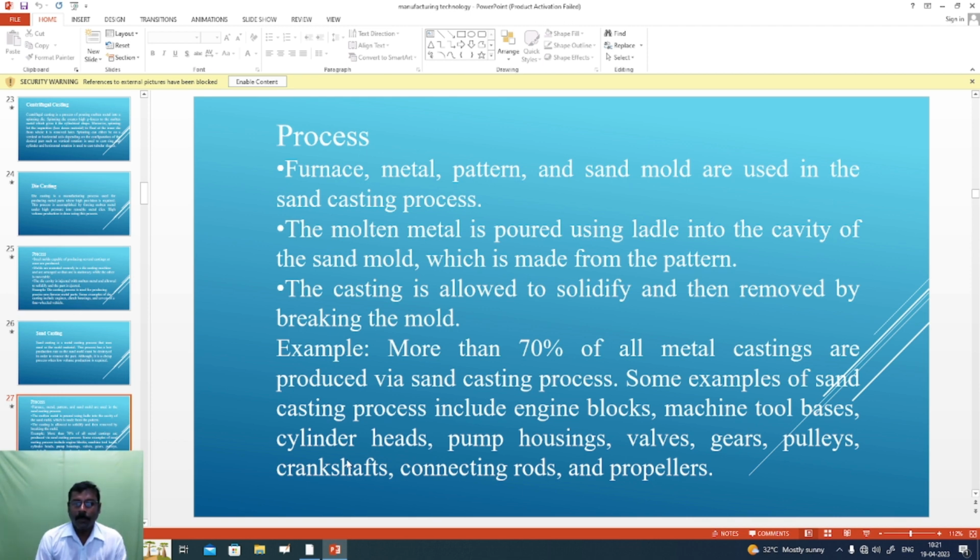More than 70% of all metal castings are produced by the sand casting process. Some examples of sand casting include engine blocks, machine tool bases, cylinder heads, pump housings and valves, gears, pulleys, crankshafts, connecting rods, and propellers, etc.